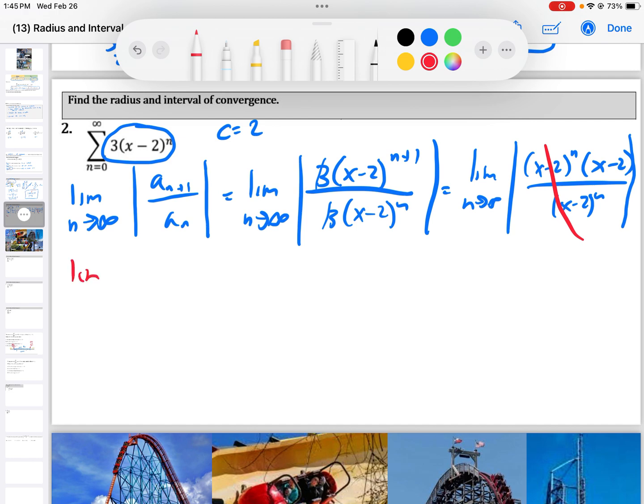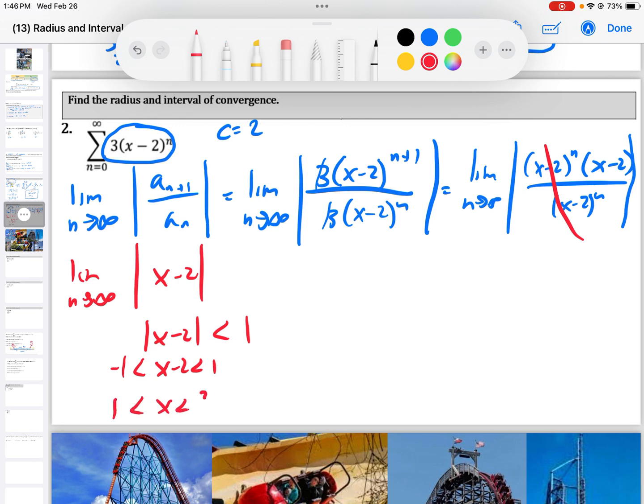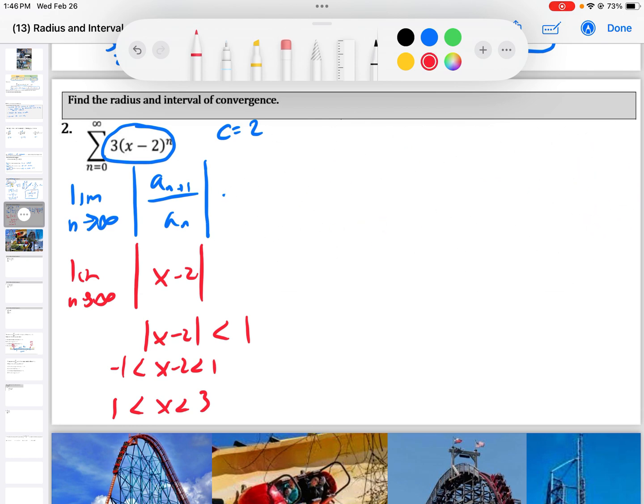Okay, so this cancels. So the limit as n goes to infinity of |x minus 2|, where the n's are all canceled, right? When the n's just cancel out, they give us 1 or whatever, I know the limit as n goes to infinity is not going to be 0. It's not infinity. So I'm going to see where this converges when the absolute value of x minus 2 is less than 1. So add 2, 1 and 3. So this thing converges absolutely for all the numbers in between 1 and 3.